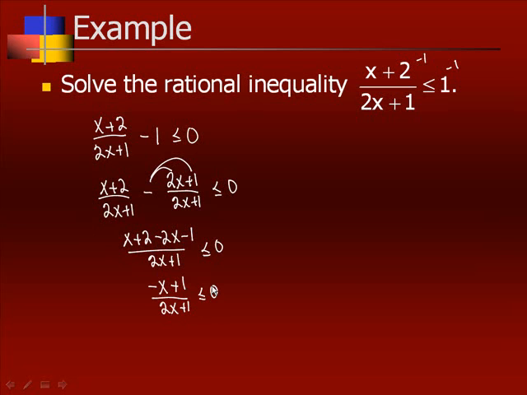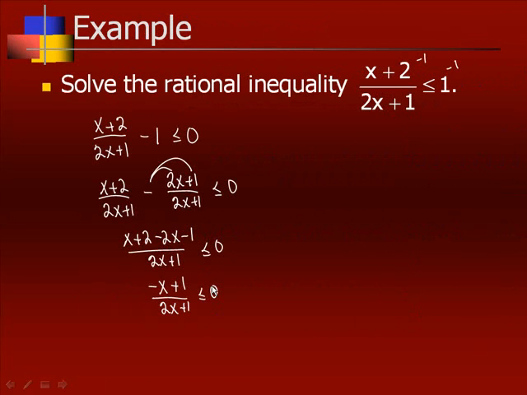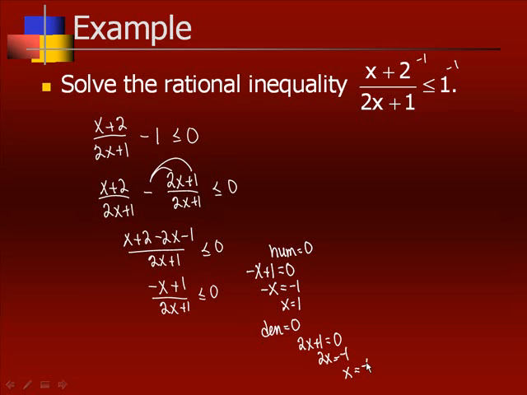Now remember what the second step said. Let's back it up. It says find the values that will make either the numerator or the denominator equal to 0. Well, the numerator, negative x plus 1 equals 0. If you do minus 1, you get negative x is negative 1, or x equals 1. Okay, so the numerator will be 0 if x is 1. The denominator will be 0 if 2x plus 1 is equal to 0, 2x is equal to negative 1, or x is equal to negative 1/2.